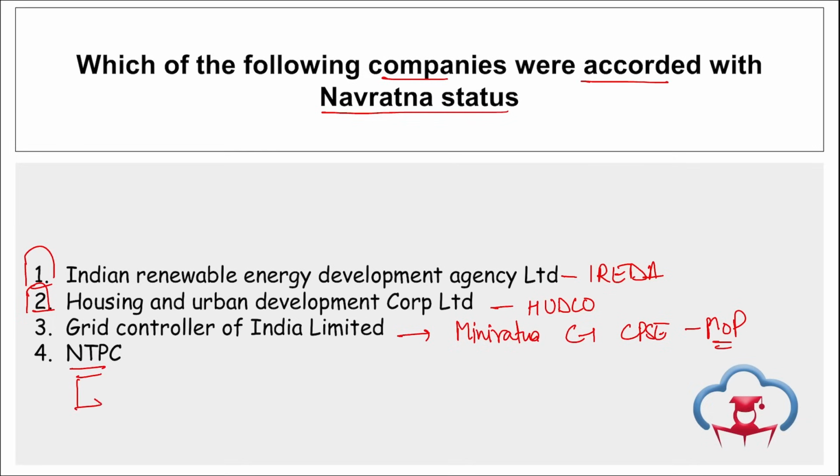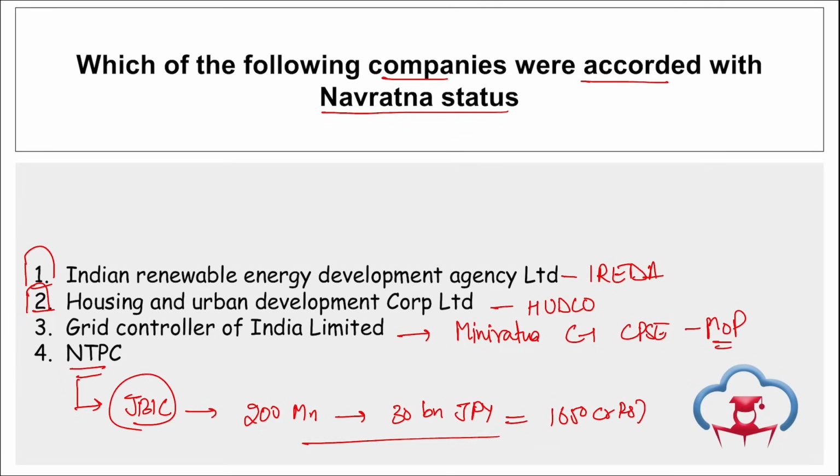Then if we talk about NTPC Limited, that is your National Thermal Power Corporation, they have signed a pact with JBIC, that is your Japan Bank for International Cooperation, and this partnership between NTPC and JBIC was for foreign currency loans of $200 million, or we can say close to 30 billion Japanese yen, or 1650 crore rupees. So NTPC partnered with JBIC for this amount of loan. Correct? Take a note of this.